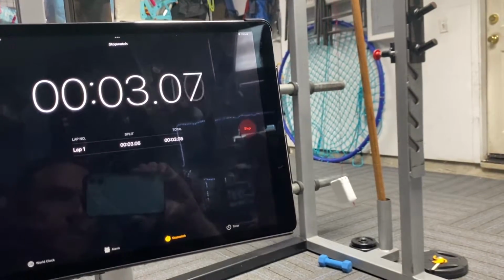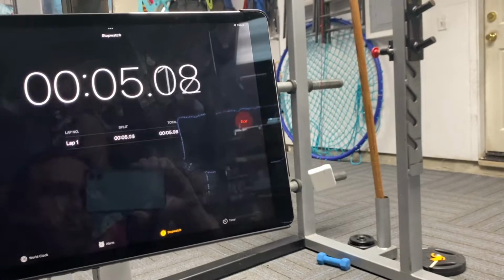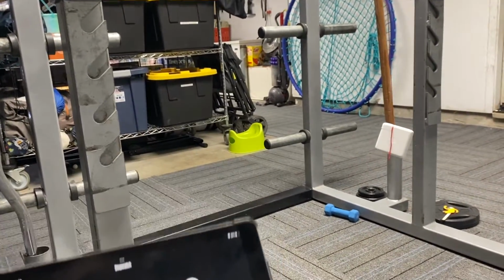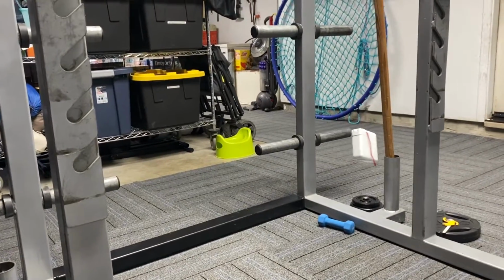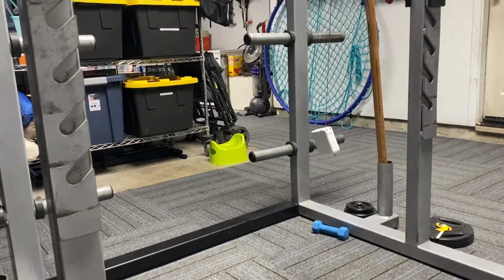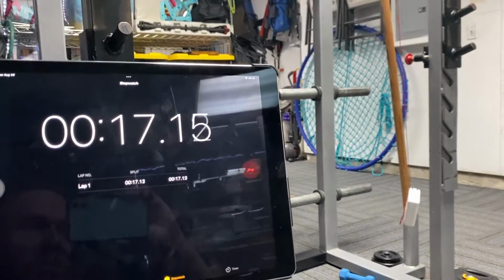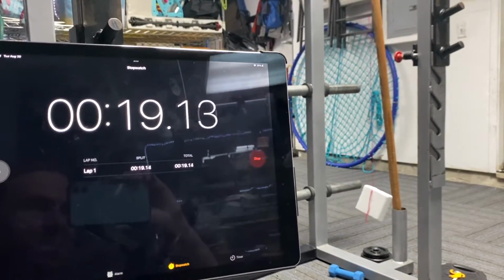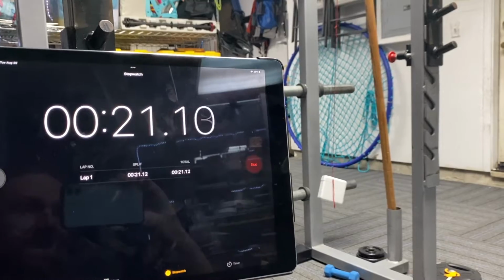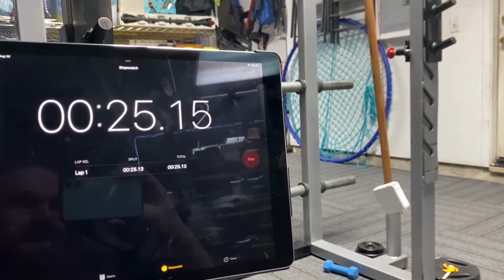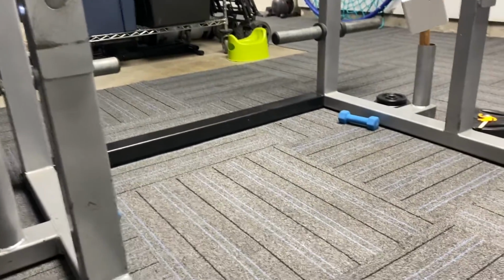Okay, so that's 1 swing. Now it's in 2, 3, 4, 5, 6, 7, 8, 9, 10, all right? And you would need to be ready to hit stop.